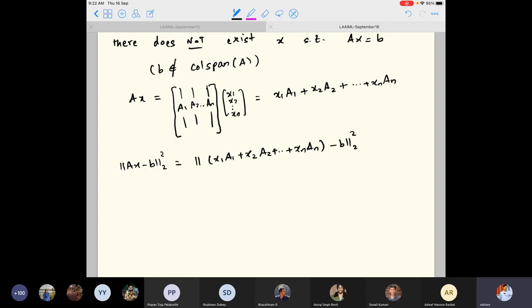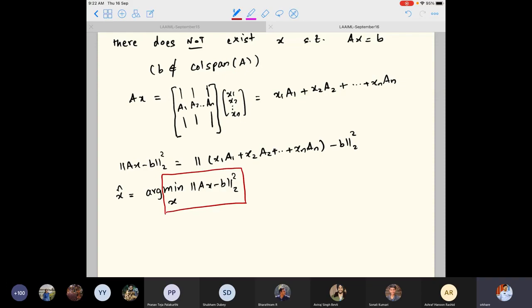And suppose I say that x hat is the argument minimum of this Ax minus b whole square. What is this argument minimum of Ax minus b whole square? You first look at this problem, minimize over this. So you find the minimum value of Ax minus b whole square. And the minimum value of Ax minus b whole square is achieved at one particular vector.